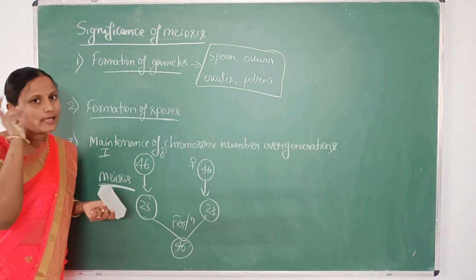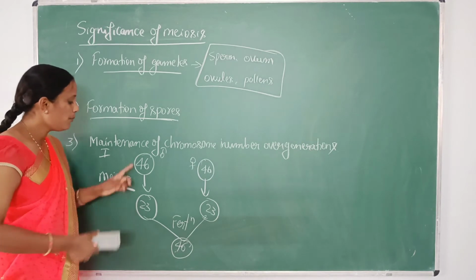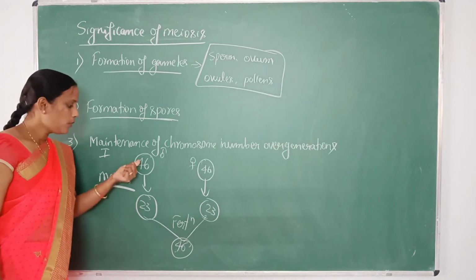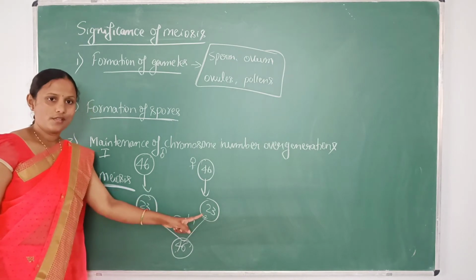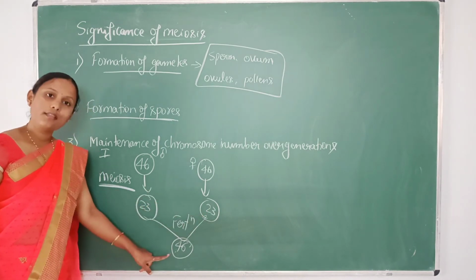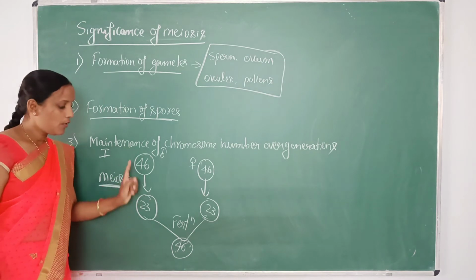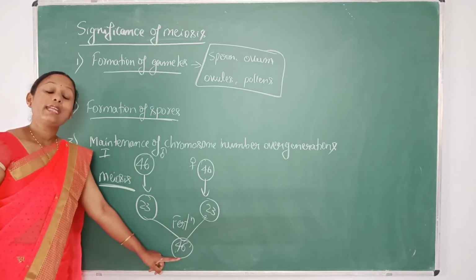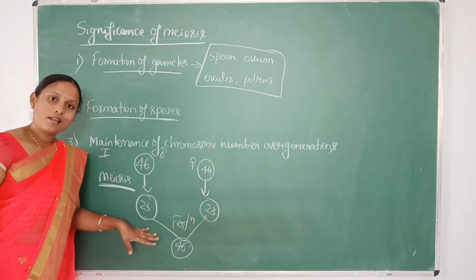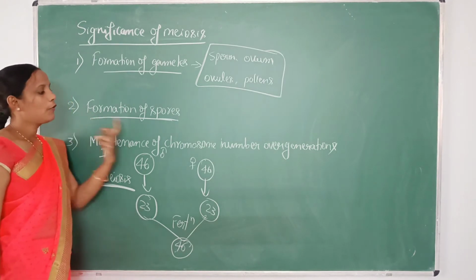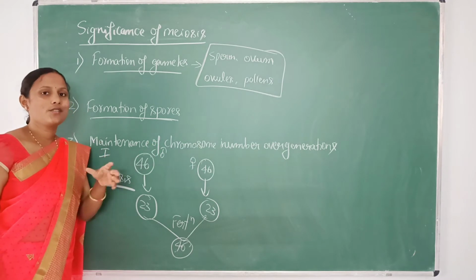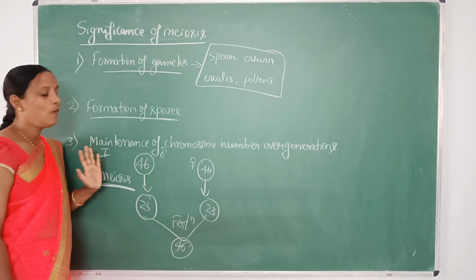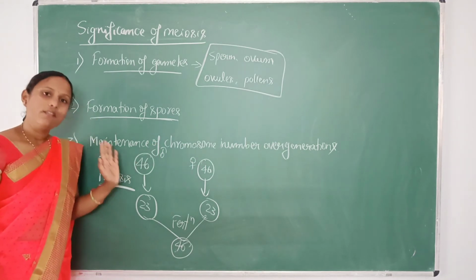Suppose, just imagine when there is no meiosis, the number of chromosomes will be 46 here. The number of chromosomes will be 46 here. After fertilization, what will be the number of chromosomes? Is the number of chromosomes carried as such over the generation? No. The number of chromosomes will be carried same over the generations only because of the meiotic cell division.